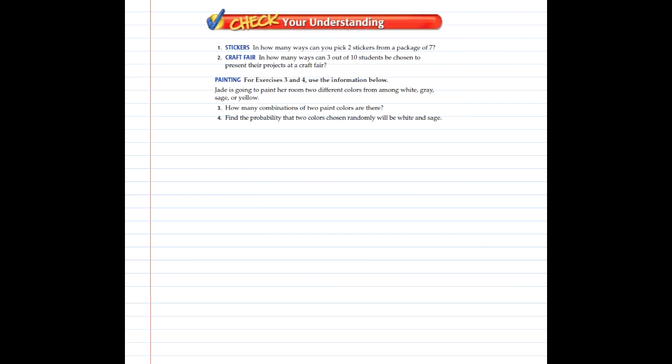How many ways can you pick 2 stickers from a package of 7? For number 1, well, you have 7 choices for the first sticker, 6 choices for the second sticker. You have 2 ways to arrange the first one, only 1 way to arrange the second one. 42 over 2 gives me 21 possible ways to pick 2 stickers.